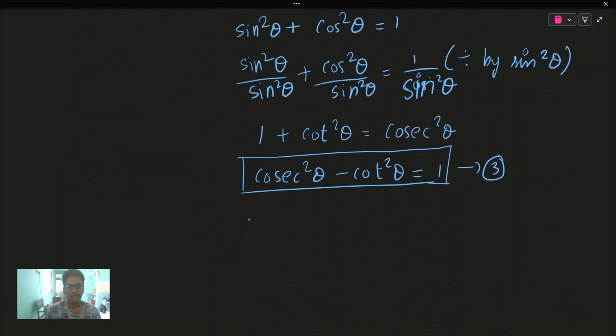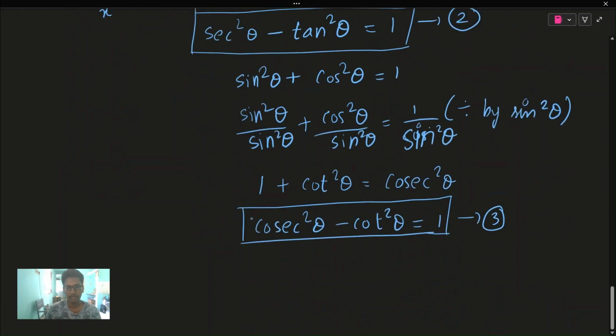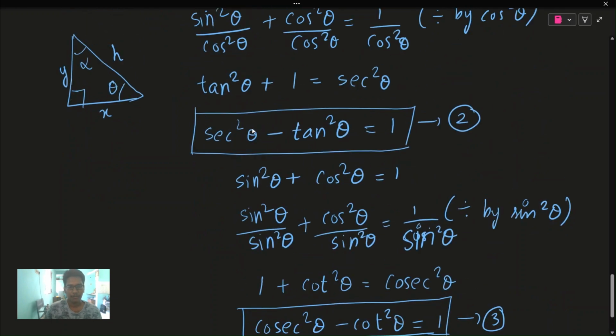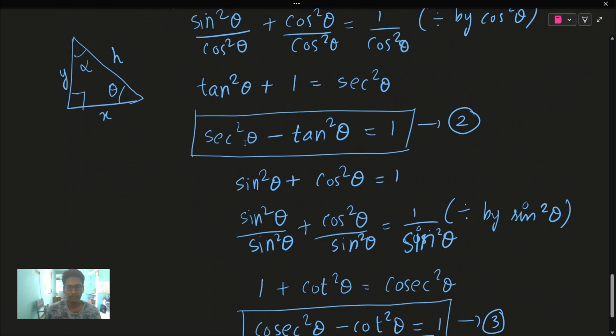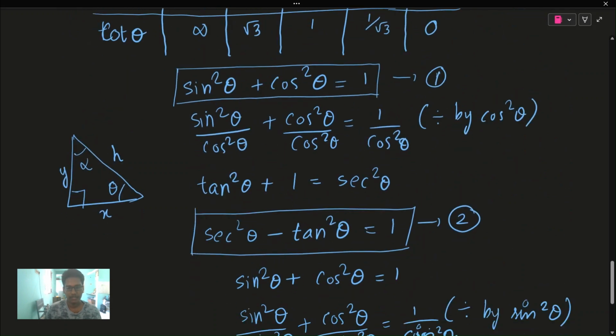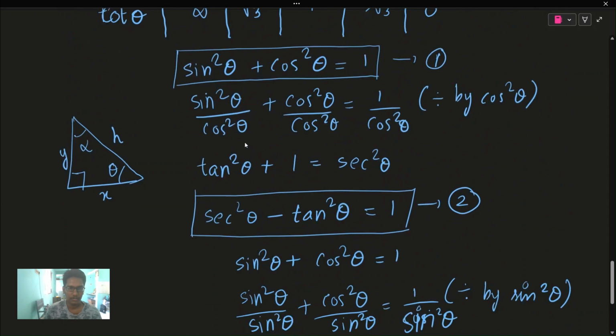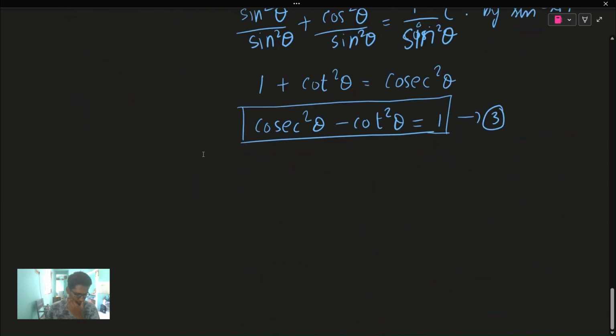For example, if you want cosecant square theta, you could write it as 1 plus cot square theta. Same way, if you want cot square theta, you can write it as cosecant square theta minus 1. Same way, if you want secant square theta, you can write it as 1 plus tan square theta. And if you want tan square theta, you can write it as secant square theta minus 1. So like that.